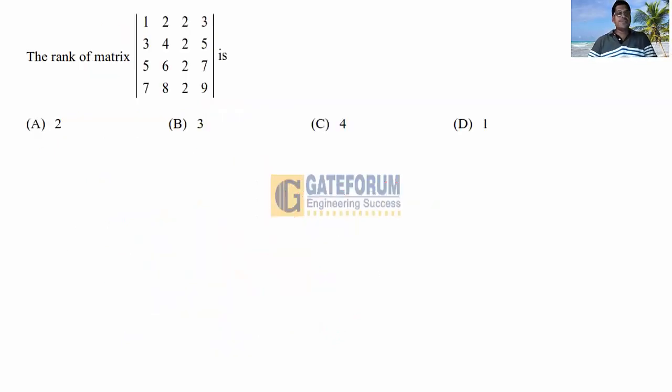The question is, the rank of the matrix, a 4 by 4 matrix given: 1, 2, 2, 3; 3, 4, 2, 5; 5, 6, 2, 7; 7, 8, 2, 9, with 4 options A, B, C, D given. This question is from engineering mathematics, from the topic linear algebra, subtopic basics, that is rank. The solution is, so here the determinant symbol is here, not a matrix. So this is the matrix symbol. Hope that everyone understood. Now the solution.